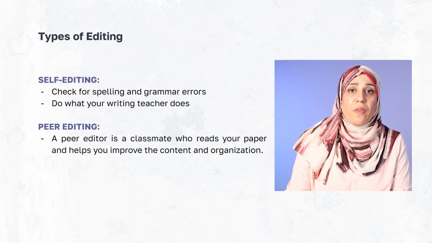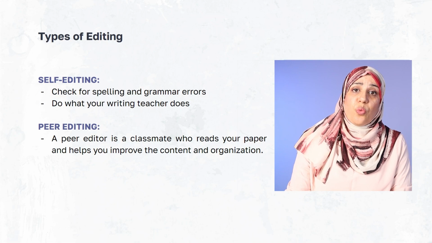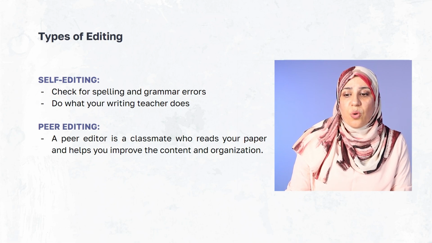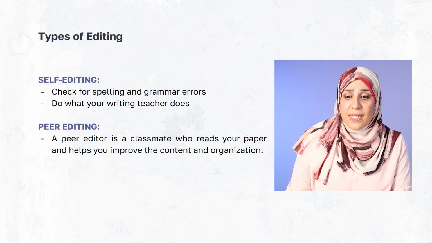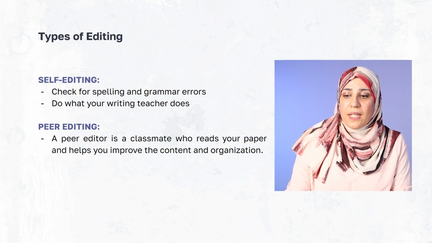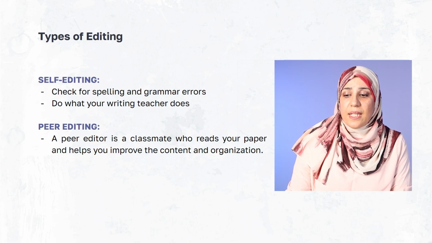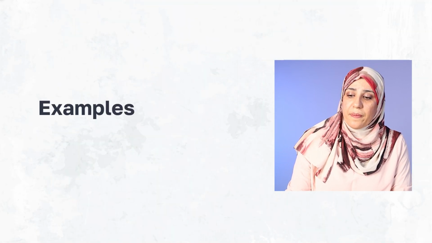There are two types of editing: self-editing and peer editing. Self-editing means you read what you have written and you engage in correcting your own mistakes by yourself. So here you do the job of your teacher. You correct your own mistakes by checking spelling and grammar errors. In the second type of editing, which is peer editing, a peer editor who can be a classmate or a colleague reads your paper. And here you give your paragraph or essay to your classmate and ask him to correct it or give you comments about what you should add or change to make your paragraph look better.